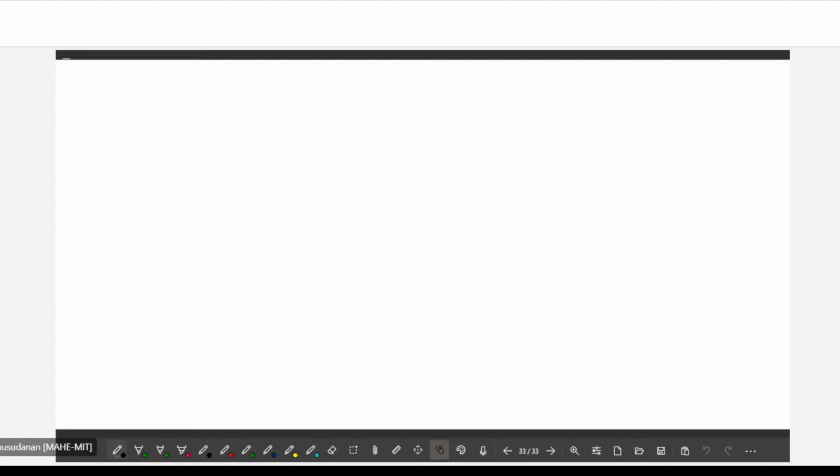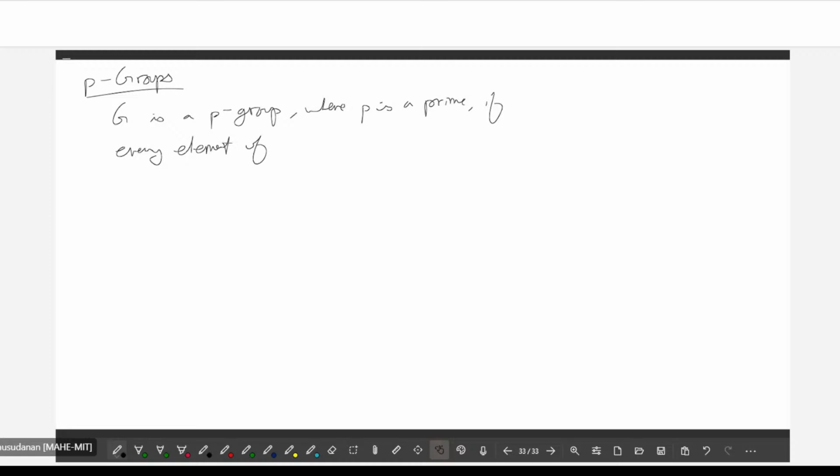Using the idea of group actions, we'll just briefly discuss P groups. So the general definition of a P group, where P is a prime: G is a P group if every element of G has order P.